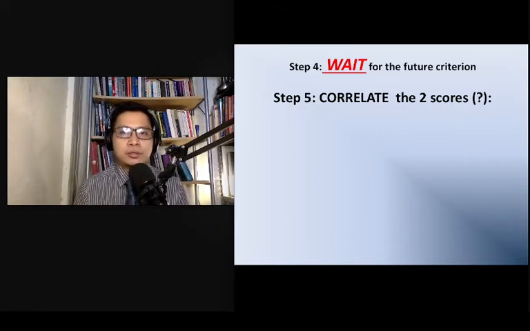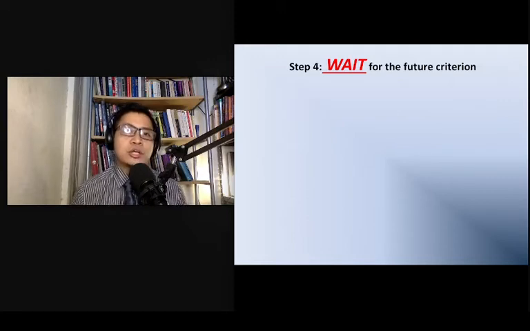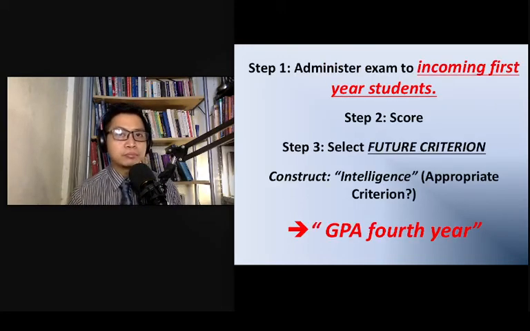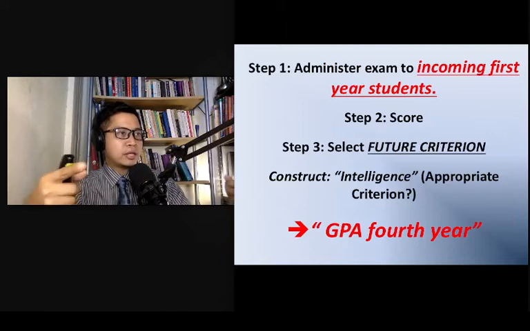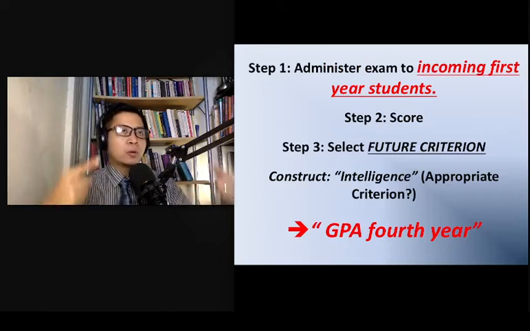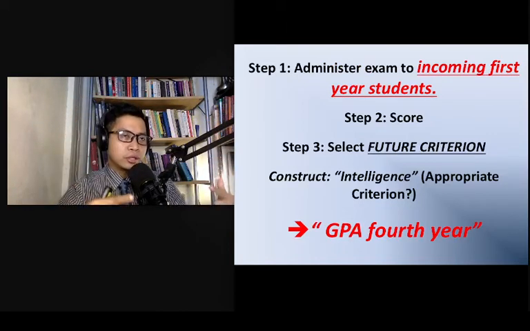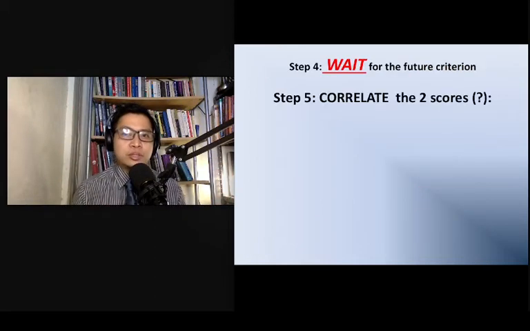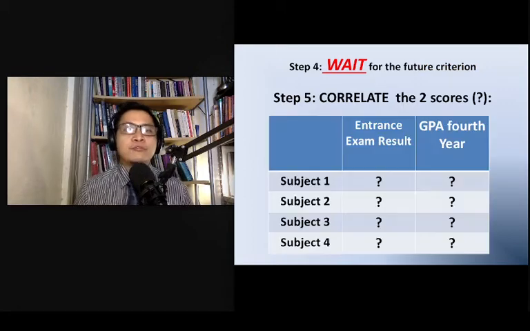Iko-correlate mo na ngayon yung kanilang dalawang scores. Remember, ano ba yung dalawang scores that we are going to correlate here? Una, ano yung score nila doon sa step 1? Nung kumuha sila ng entrance exam na binavalidate natin, what is their raw score in that exam? You are going to correlate that with their GPA right now that they are now already in their fourth year.